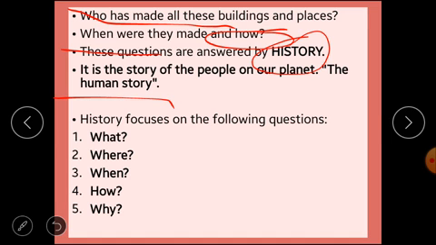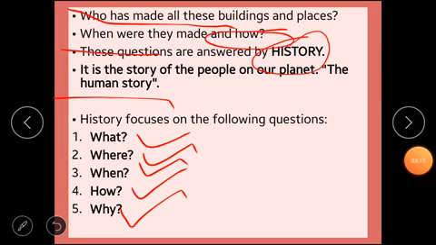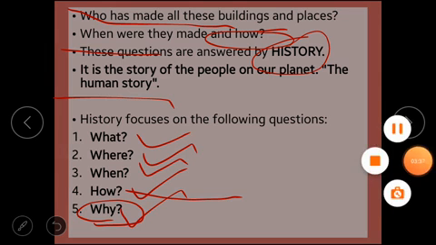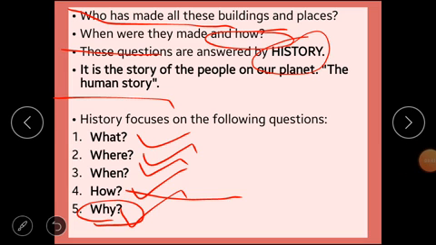It basically focuses on the following questions: what, where, when, how, and why. First is what. What is it that we want to know? The event or some person? Second, where did it occur? Third is when did it happen? And how did it happen? And why? What was the reason behind it? So, taking into consideration these things, it answers most of our questions.